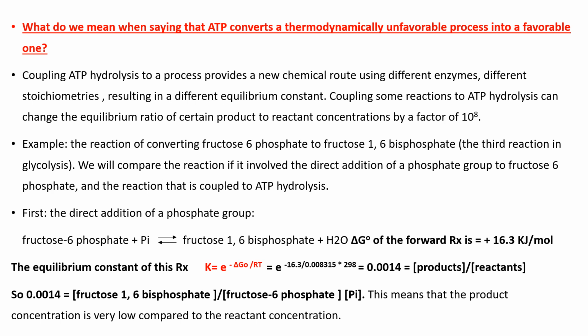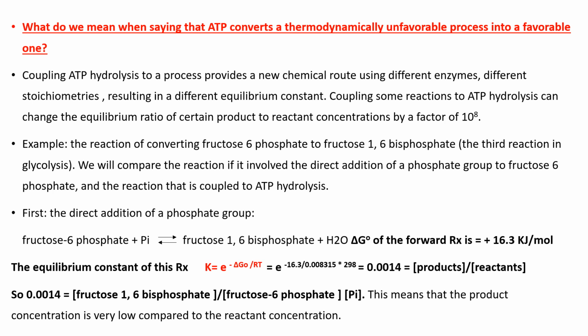For example, the reaction of converting fructose 6-phosphate to fructose 1,6-bisphosphate, the third reaction in glycolysis. We will compare the reaction if it involves a direct addition of a phosphate group to fructose 6-phosphate, with the reaction when ATP hydrolysis is coupled to it. The first is the direct addition of the phosphate group. Fructose 6-phosphate plus the phosphate group gives fructose 1,6-bisphosphate and water. And the delta G naught for this forward reaction is plus 16.3.